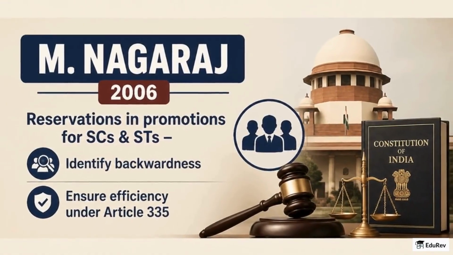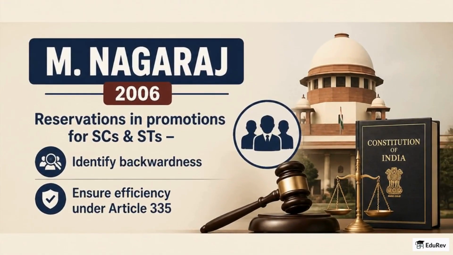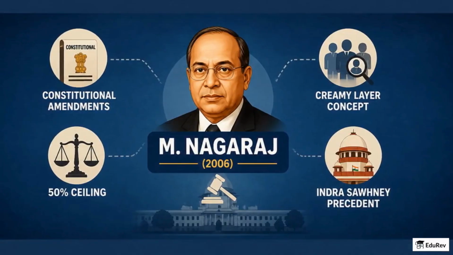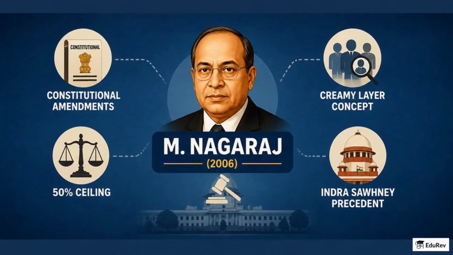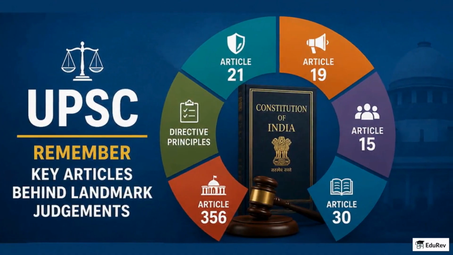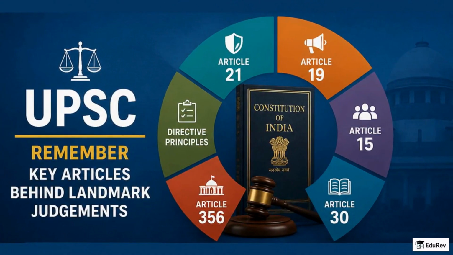M. Nagaraj, 2006. The court upheld reservations in promotions for SCs and STs with conditions like identifying backwardness and ensuring efficiency under Article 335. Nagaraj is central to reservation debates, linking constitutional amendments, the 50% ceiling, creamy layer concepts, and the Indra Sawhney precedent. For UPSC, remember which articles these cases interpret, like Articles 21, 19, 15, 30, 356, and the directive principles, because direct prelim and mains questions probe those links.